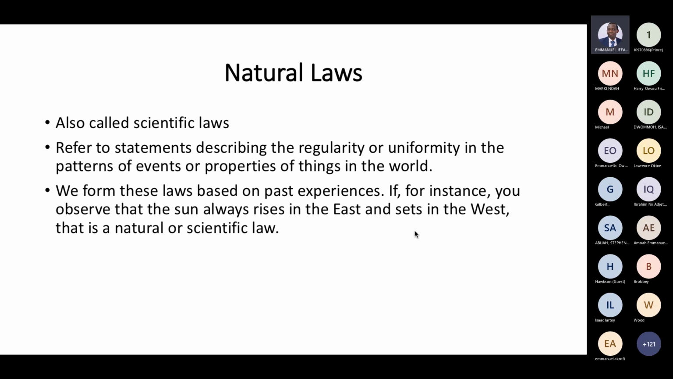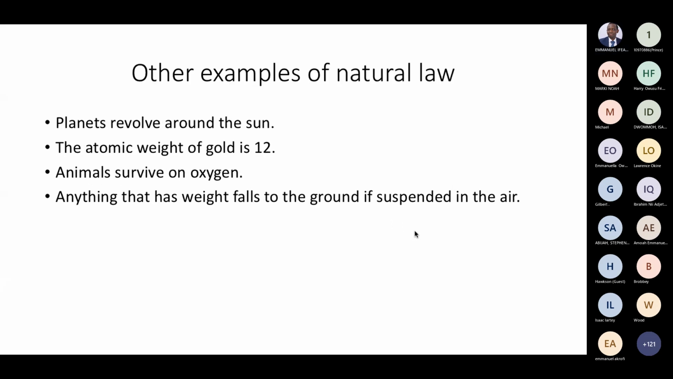We form these laws based on past experiences. So if, for instance, you observe that the sun rises in the east and sets in the west, that's a natural or scientific law. So it's something that is regular and uniform. That means it never fails. It just happens consistently without any failure. Then we have other types of natural law. We have planets revolve around the sun. The atomic weight of gold is 12. Animals survive on oxygen. Anything that has weight falls to the ground if suspended in the air.